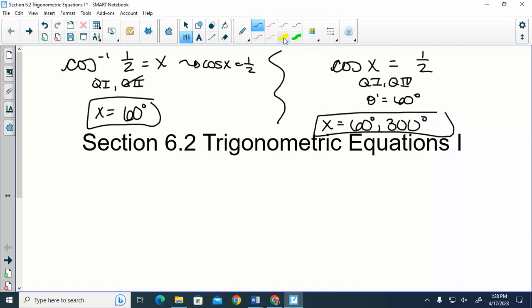Does everyone see the difference between these two things? Both of them were just finding an angle. If the original problem has an inverse, you will only get one answer. We're limited on our quadrants. If the original problem has a normal trig function, not an inverse, you will get multiple answers every time that happens. This all boils down to knowing your unit circles, just like the last section.